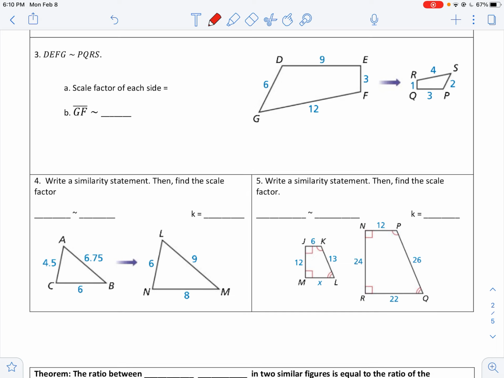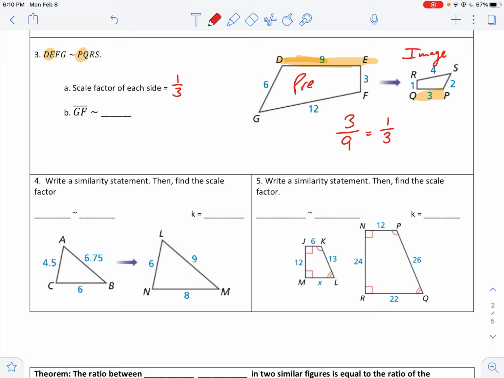So what you want to do is find any side, it doesn't matter. I'm going to pick DE. And notice in the name, D and E are the first two letters, so PQ would be the corresponding side. And I would take the image, or that second figure, over the pre-image. So 3/9 would get me, if I simplified, 1/3. So my scale factor from DEFG to PQRS would be 1/3, or 1:3.